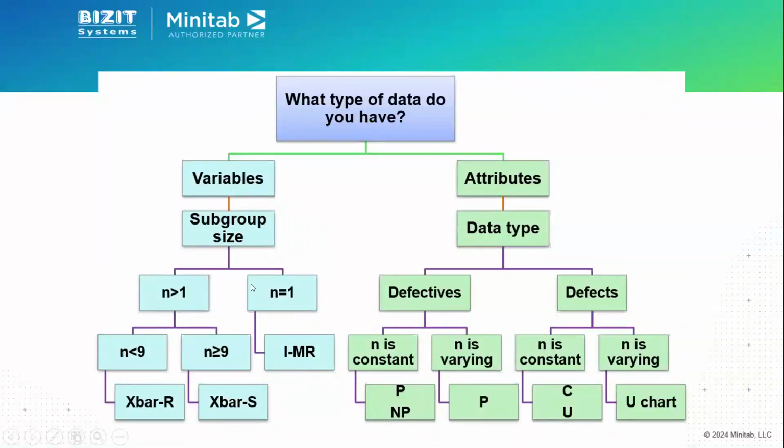But if you have multiple observations every time, and it is less than 9, you will use the X-bar R chart. If it is more than 9, you will use the X-bar S chart. X-bar is the mean, your average. R is your range, meaning the maximum minus the minimum. And S is the standard deviation. It's a simple basic one.